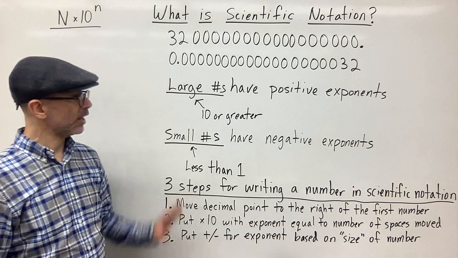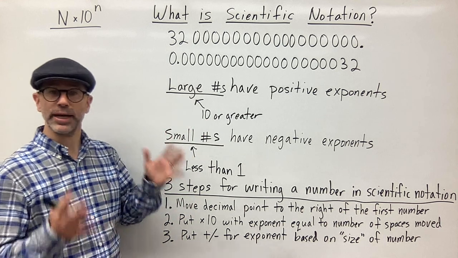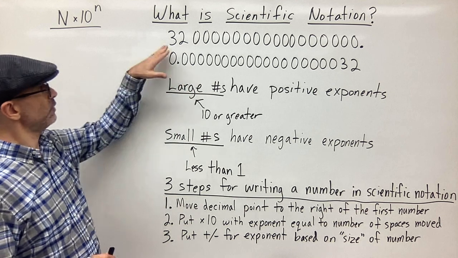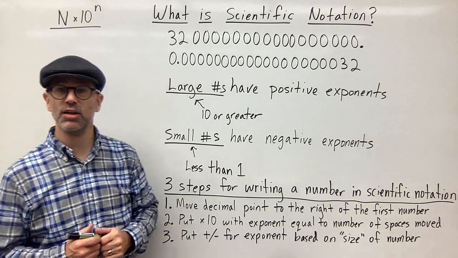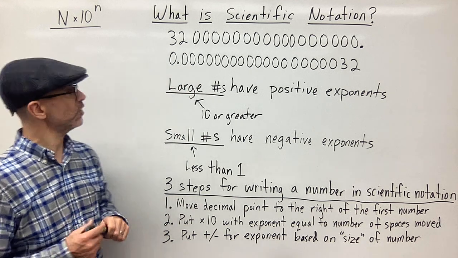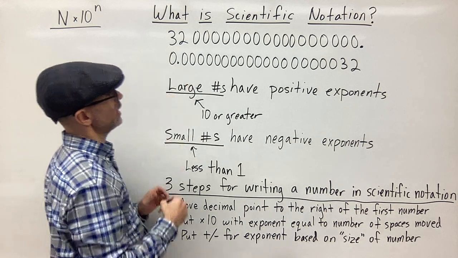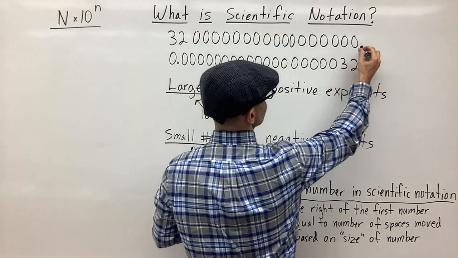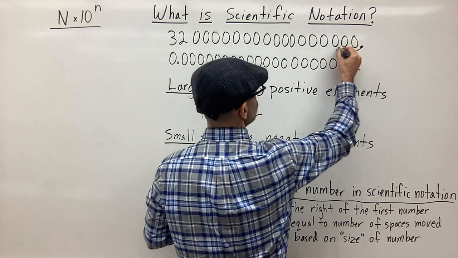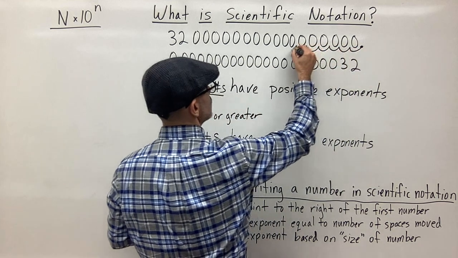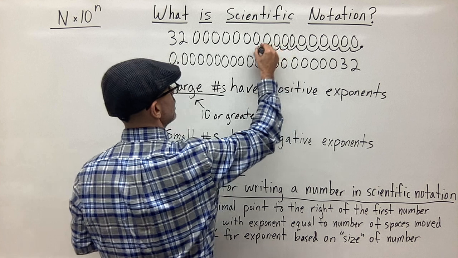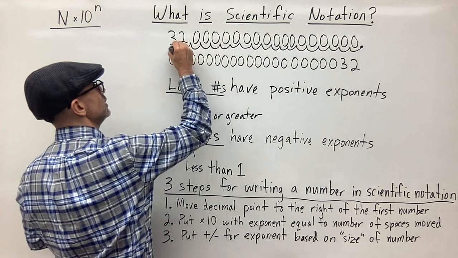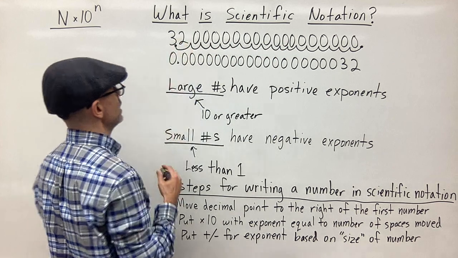Now that we have cleared that out of the way, let's go ahead and apply that to these two numbers here. Let's do the top number. First step is I'm going to move the decimal point to the right of the first number. My first number is a 3 here. So I'm going to move the decimal point over. I'm going to count 1, 2, 3, 4, 5, 6, 7, 8, 9, 10, 11, 12, 13, 14, 15, 16, 17, 18. And there's my decimal point.